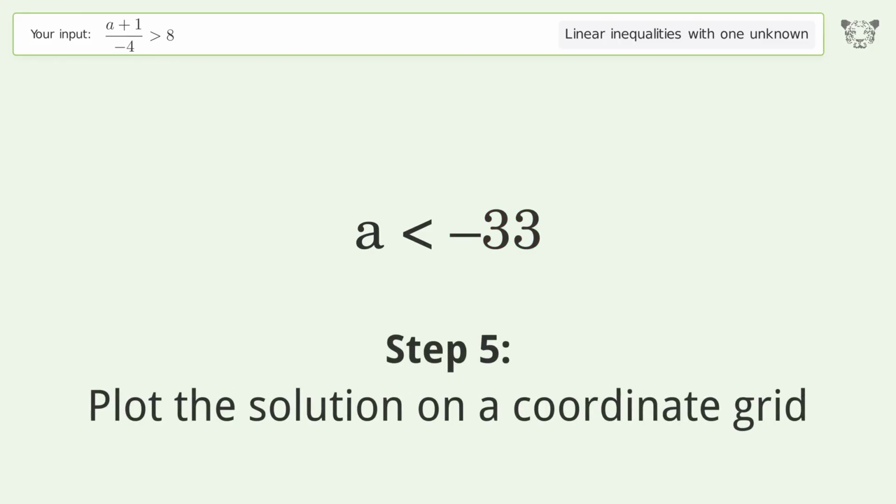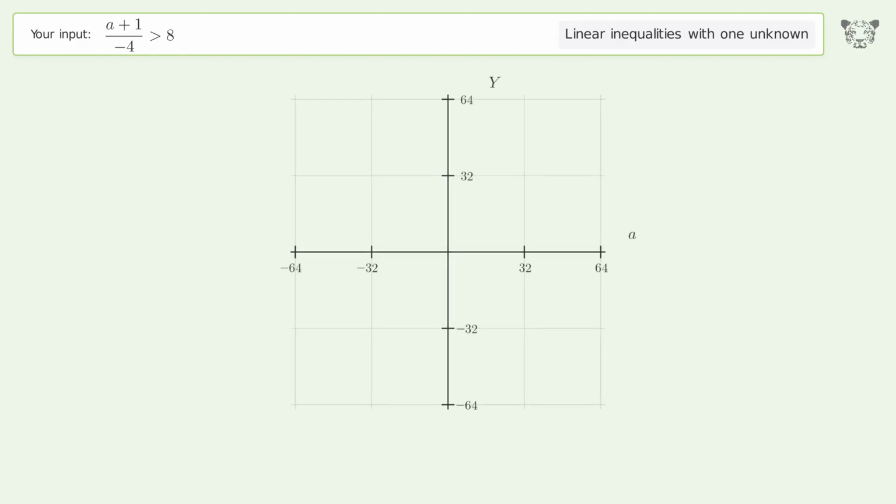Plot the solution on a coordinate grid. And so the final result is a smaller than -33.